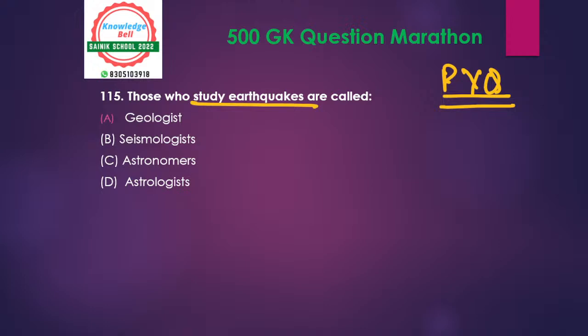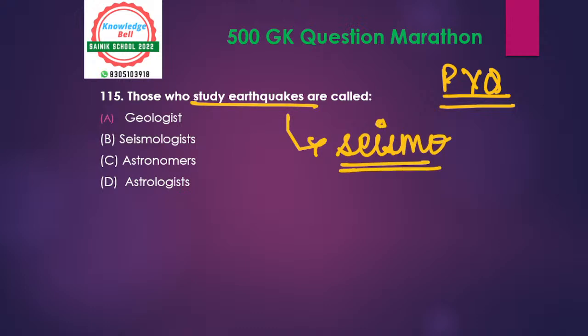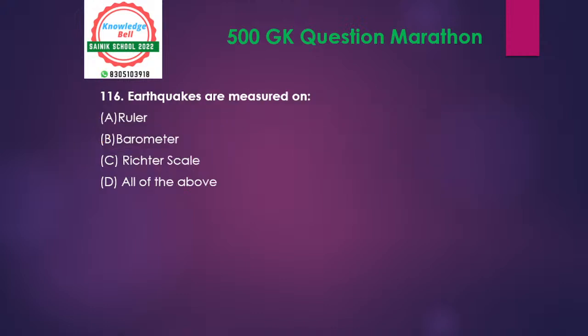ऐसा कोई भी person जो किसके बारे में study करता है, the person who studies about earthquake, what do we call them? Geologist, seismologist, astronomers or astrologist? Correctly answered, Bhavya. Good. What will be the correct answer? Earthquake. Earthquake के लिए you must keep in mind the term for earthquake we use is seismo. Seismo is the root word. So seismologist, the people who study about earthquake, उनको हम क्या कहते हैं? We call them seismologist.